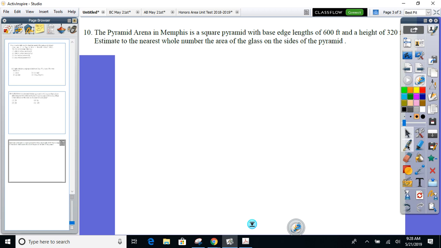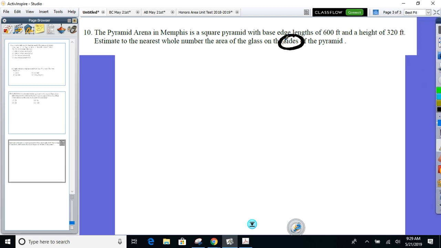Okay, here we go. The Pyramid Arena in Memphis, and that's an actual place, by the way. It's a square pyramid, which means what about the base? The base is a square. And the edges of that square are 600 feet, and the height is 320. Estimate the number of glass on the sides. The sides, meaning what am I actually looking for? I didn't come out and say it, but I'm looking for lateral area. I didn't look for the base, the lateral area.